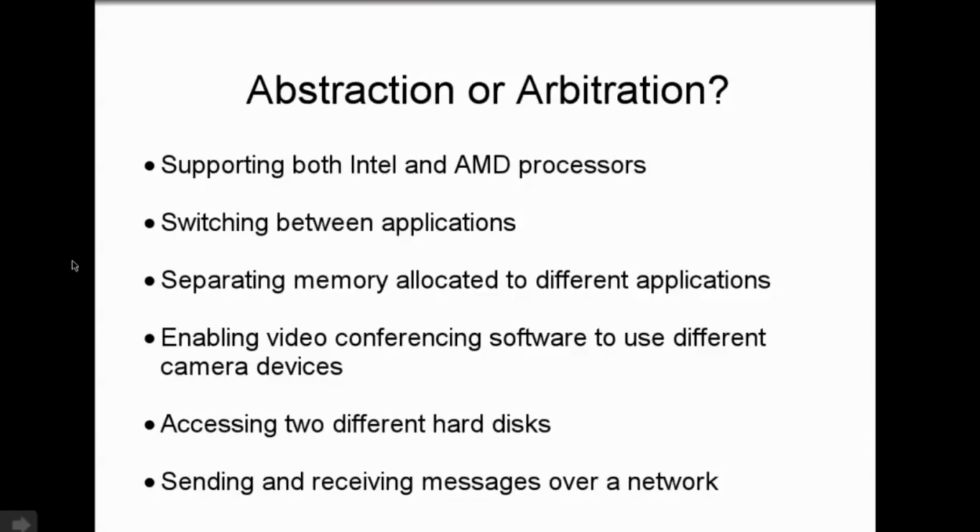Sending and receiving messages over a network is both abstraction and arbitration. On the one hand, we're abstracting away the details of each particular network card to be able to send and receive the message. On the other hand, we're sharing that network card among all the different applications on the system.